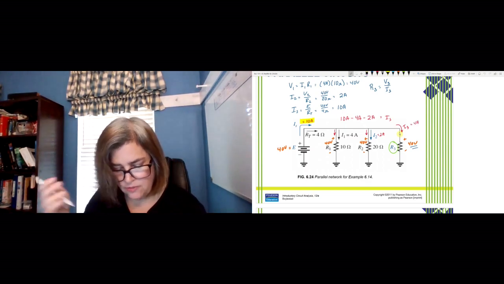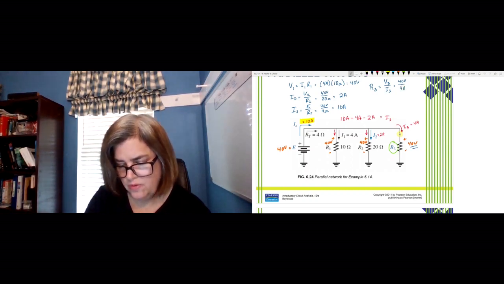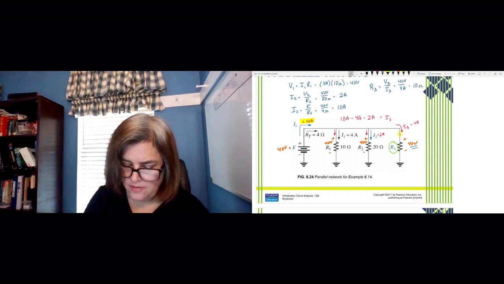So if I3 is 4 amps and V3 is 40 volts, oh, I'm sorry, that's amperes, not ohms. So that would mean that R3 would be 10 ohms.